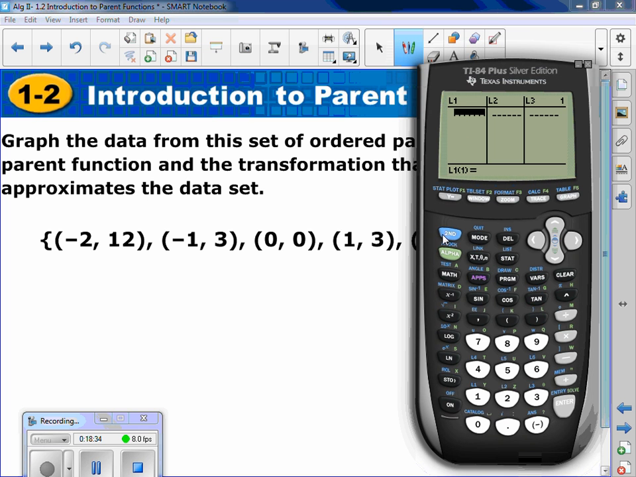L1 is where I'm going to put my X values. L2 is where I'm going to put my Y values. So in L1, I go negative 2, press enter. When you press enter, it automatically drops down to the next block. Negative 1, 0, 1, 2. That one that's covered up is 2. All I have to do is press to the right, and it starts off for the Y values. My Y values are 12, 3, 0, 3, and 12.